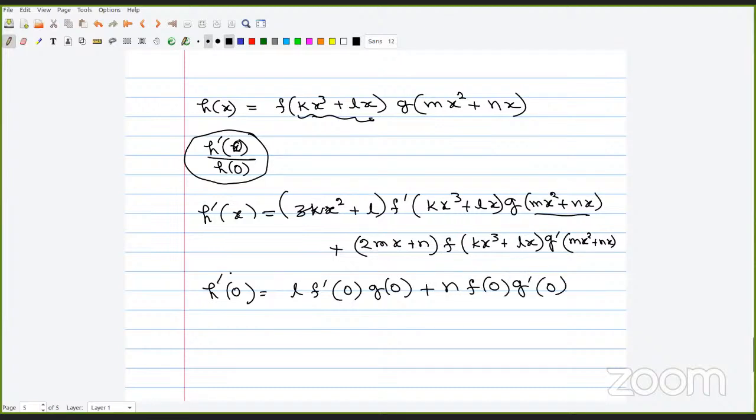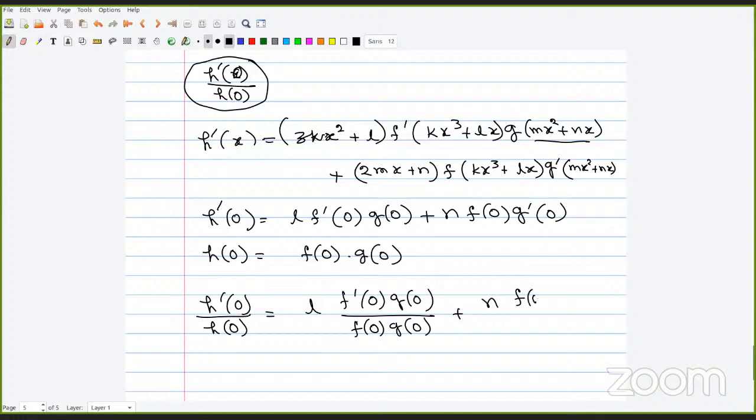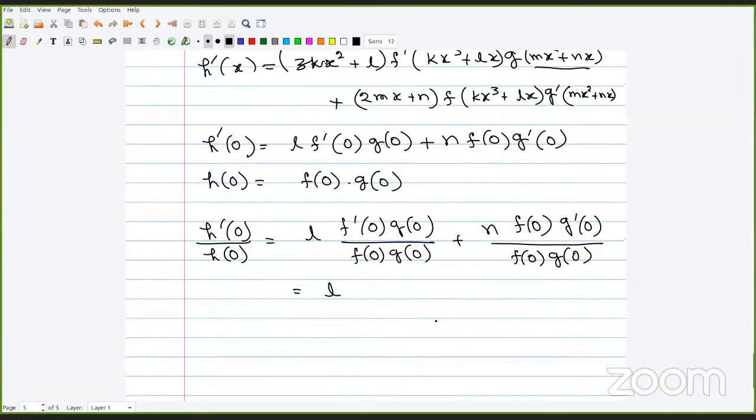Is it h of 0 or h dash 0? h dash 0. Now what is h of 0? h of 0 is f of 0 into g of 0, right? So can you divide this now? What will we get? L f dash 0 g 0 by f 0 g 0, plus n f 0 g dash 0 by f 0 g 0, right? So g 0 will cancel out, as it was given that g 0 is not 0. So we can cancel that out.